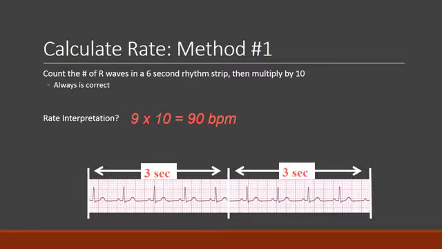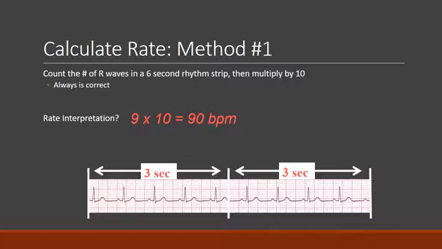How do we calculate the rate? All right, so this is method number 1. The first thing we're going to do is count the number of R waves in a 6-second strip and then multiply by 10. If we do that, this answer is always correct. It's a surefire way to get it right. There are some other ways that we'll talk about, but if we ever see anything funky, this is a nice, easy go-to backup method, the non-shortcut method.